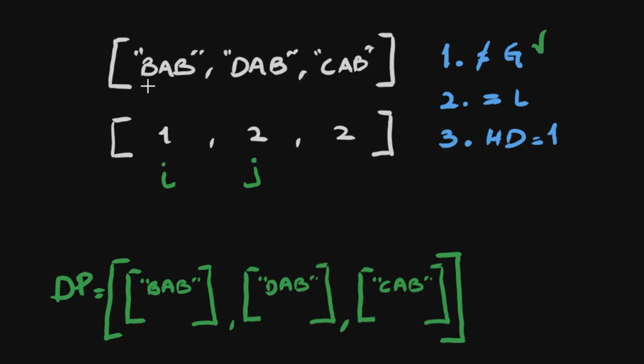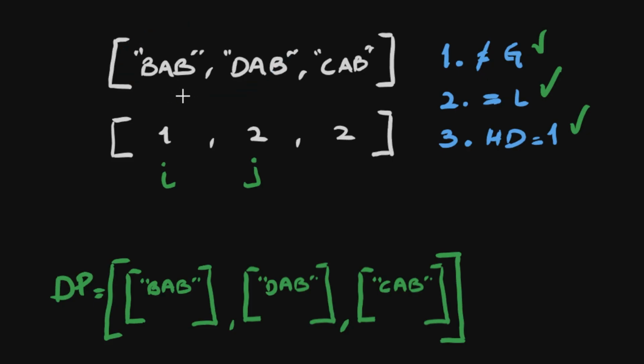Next we are checking if the length of these two words is equal. In this case it's equal, so this is okay. And next, the Hamming distance between these two words is exactly 1 because the only different character is the first one. So this is also okay. And we need to check something else. Up to this moment, we know that this is a valid subsequence.